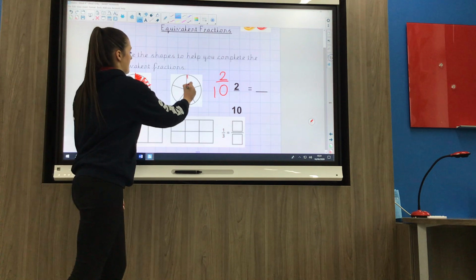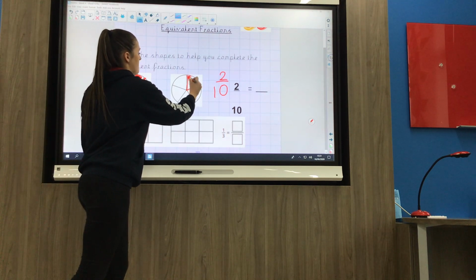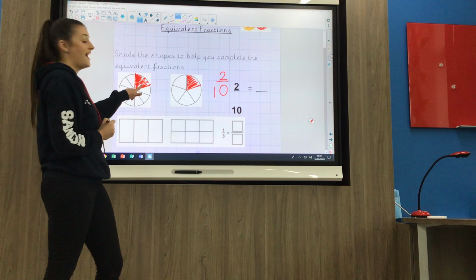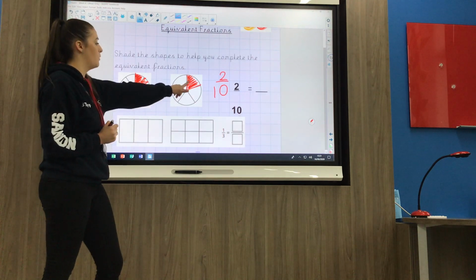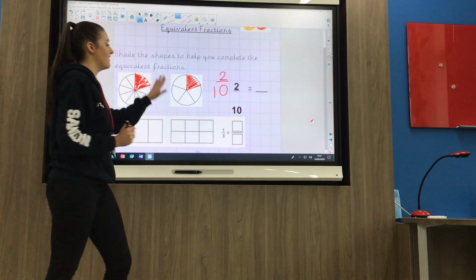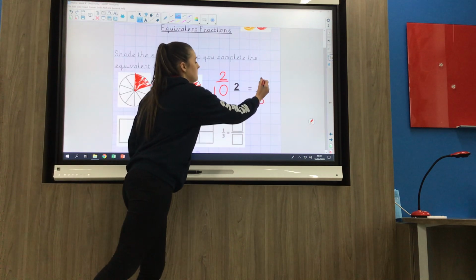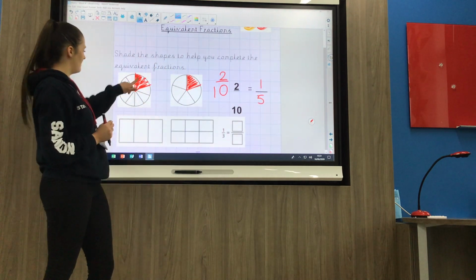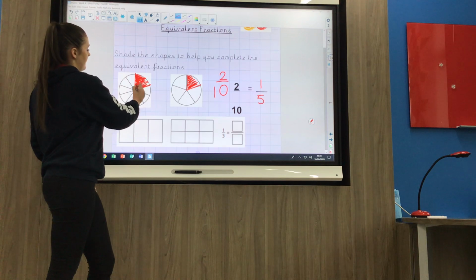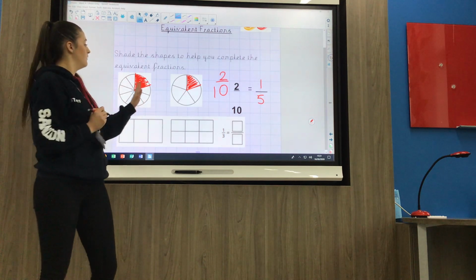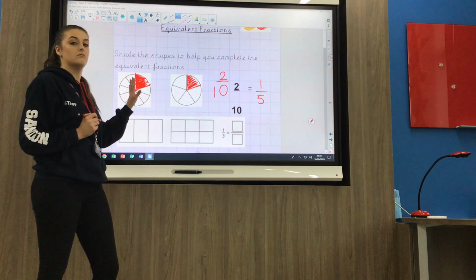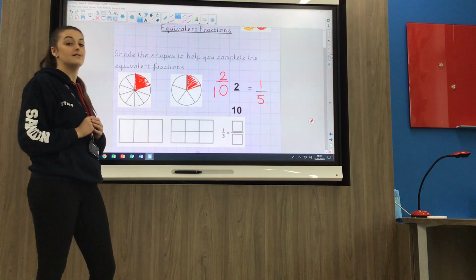So I can see that that's the same amount. So 2/10 is the same as 1/5. So I've got 5 equal parts and 1 part I've shaded in. If you imagine I take that line away, they now look exactly the same. Just that line was splitting up the section.